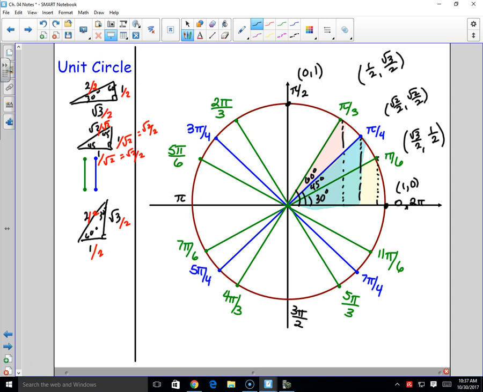And then all we have to think about to get all the way around the unit circle is all students take calculus. Or all are positive, sine is positive, tangent is positive, cosine is positive. And play with the signs.